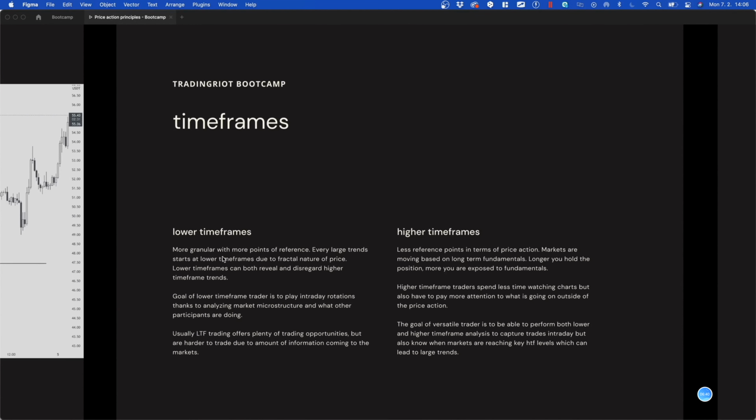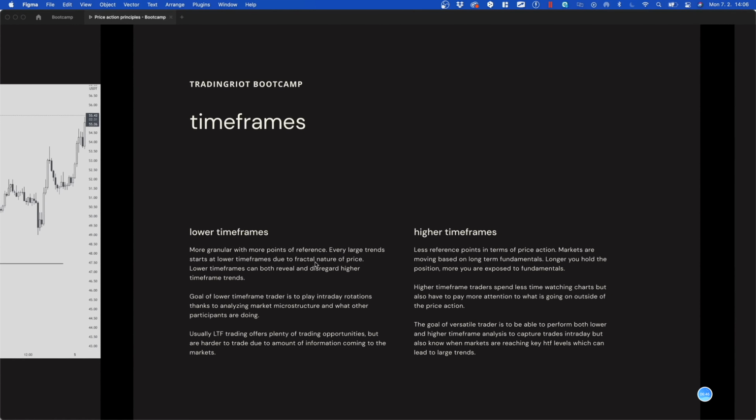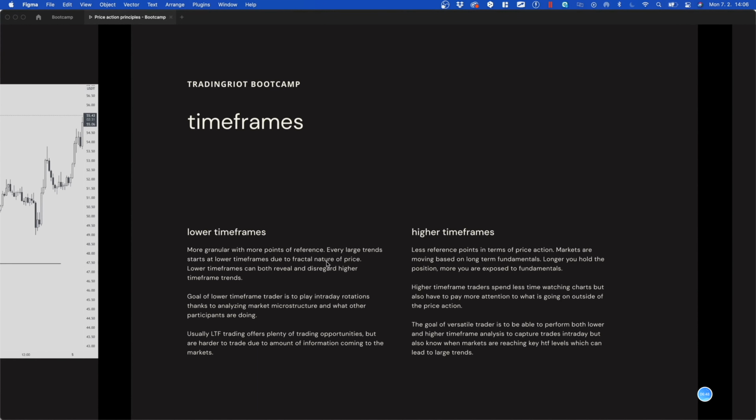Every large trend starts at lower time frames due to the fractal nature of price. This is important because if the market is hitting a key weekly level where a multi-week trend can be established, you will see the signs of that on the lower time frames.